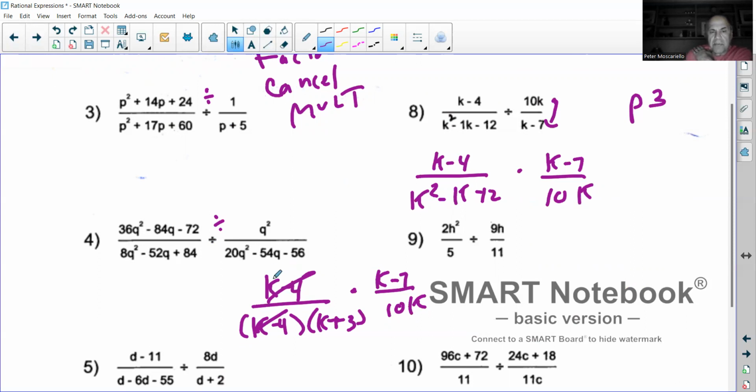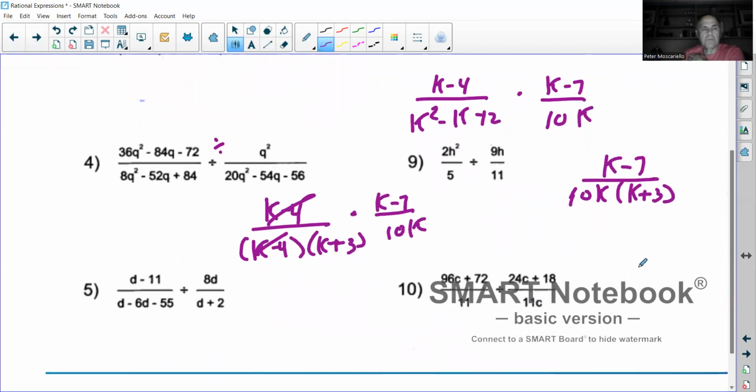You mean I can cancel up and down the same fraction? Yeah, it doesn't always have to be diagonal. Any more canceling? No. I guess it's k minus 7 over 10k in front and then k plus 3. That's it. Okay. Let's look at some more interesting ones.